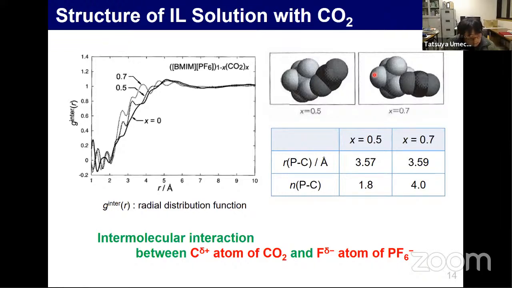This is also consistent with the fact that the amount of carbon dioxide absorbed into the ionic liquid is sensitive to the fluorine atom of the anion. The interatomic attraction between the partially positive charge of the carbon dioxide molecule and the partially negative charge of the absorber is a key factor for the physical absorption of carbon dioxide, with not only organic compounds, but also the ionic liquid.